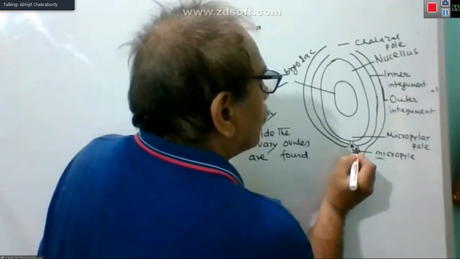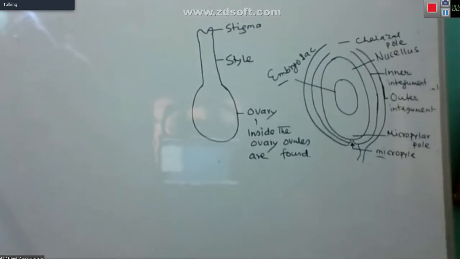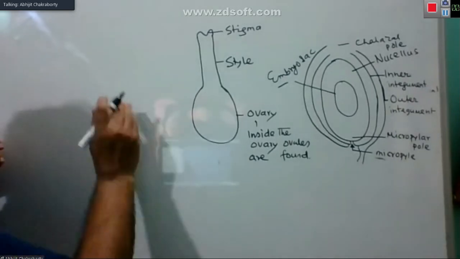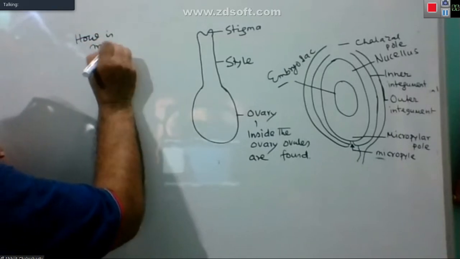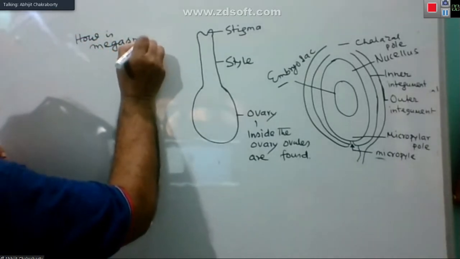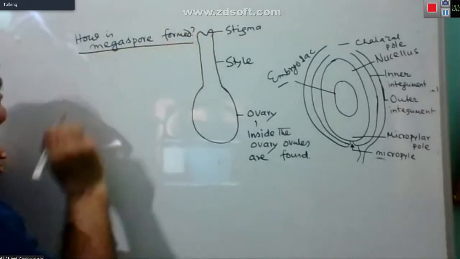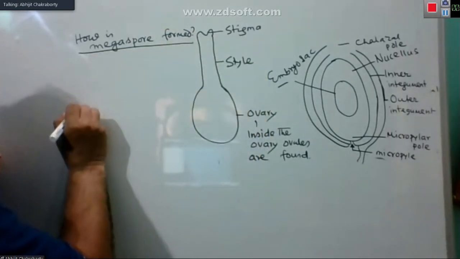The aperture found here is called the micropyle. So now I am showing you how is megaspore formed. Look, if I am going to show it, you see here.